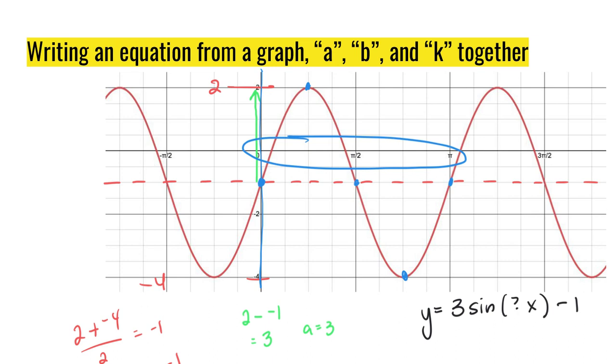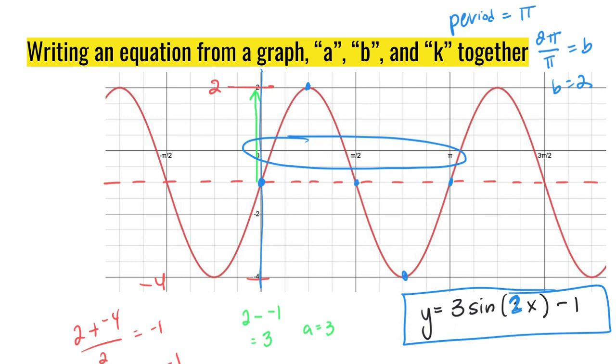My period equals pi. Remember, 2 pi divided by pi is going to tell me b. My b value is 2. So right there, I can go ahead and I can plug in 2, and this is my final function.